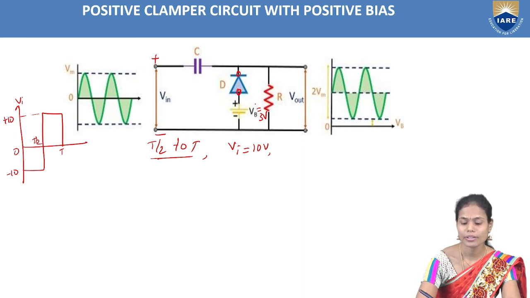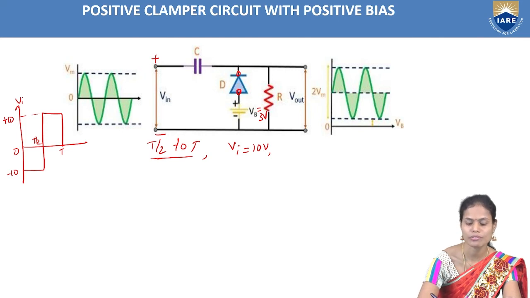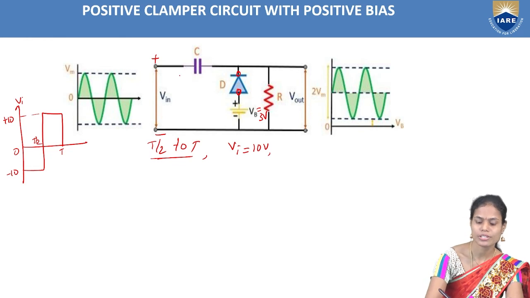And we need to compare it with the battery voltage also. Input voltage is 10 volts, but the battery voltage is 3 volts here. VI is making the diode reverse biased, VB is making the diode forward biased, but the applied input voltage is greater than the battery voltage. So, that's why we are considering the input voltage here. For that input voltage, our diode is in open circuit. So, once it is open, the signal will flow like this and the current direction in the circuit is in this way.